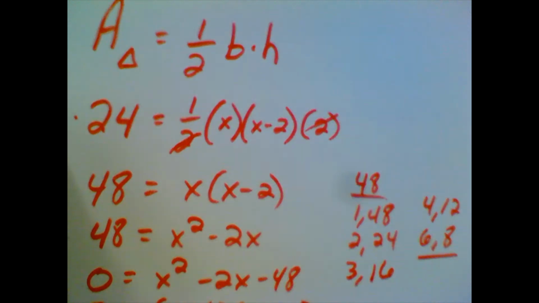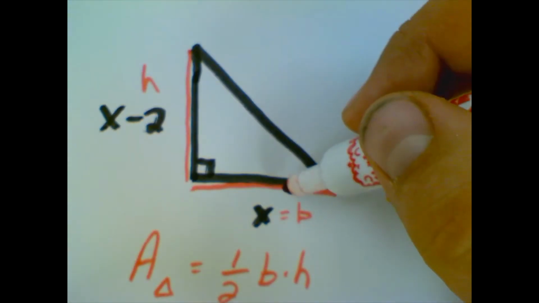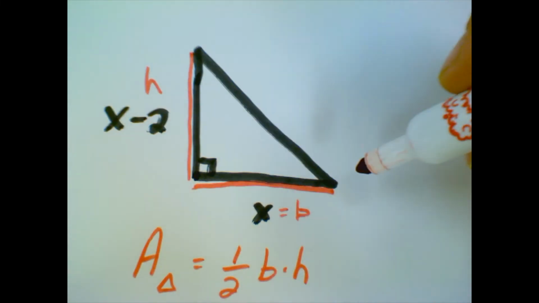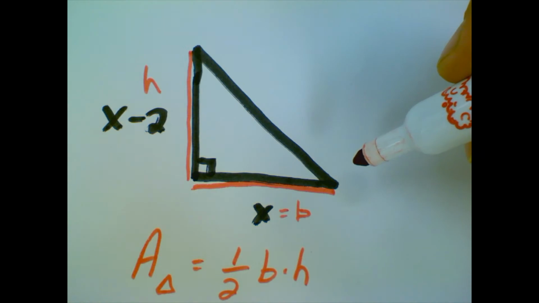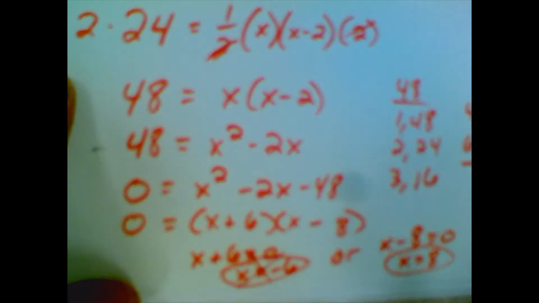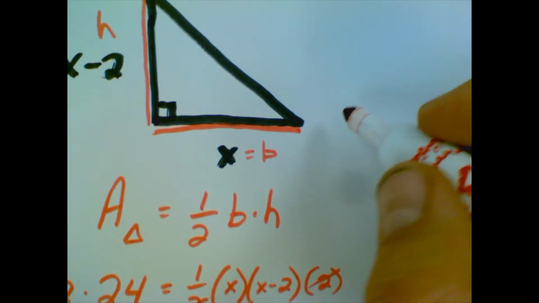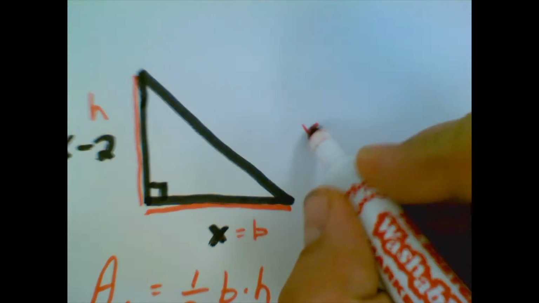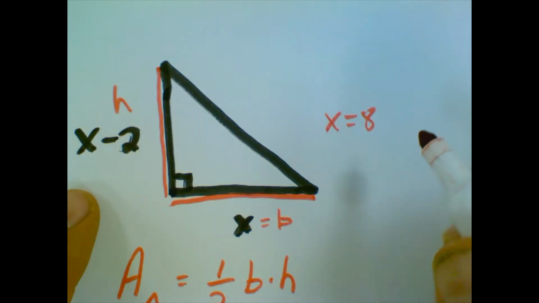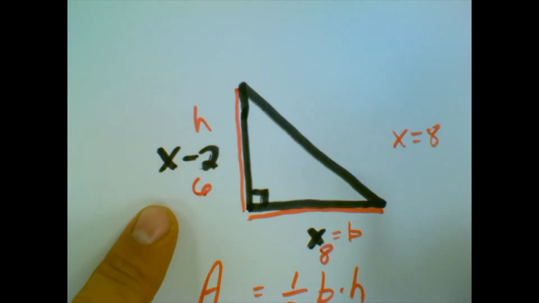But remember, this is a story problem, right? Remember our problem, we want to figure out the dimensions, these legs. So can we have a negative number for a length of a side? No. So just because of the context of the problem, this solution is thrown out. Okay, so it looks like x equals 8 would work. Let's see if it works out. So if x is 8, this would be 8 and this would be 6.